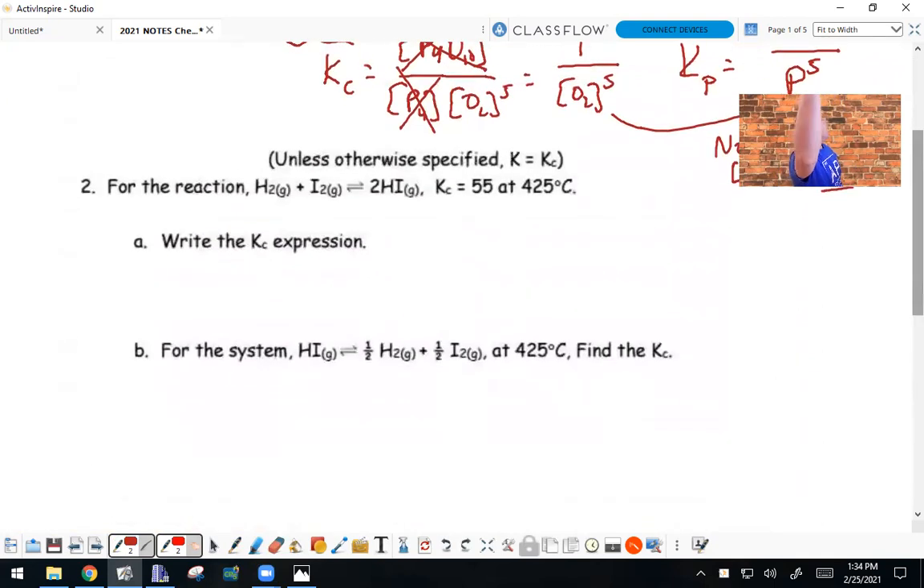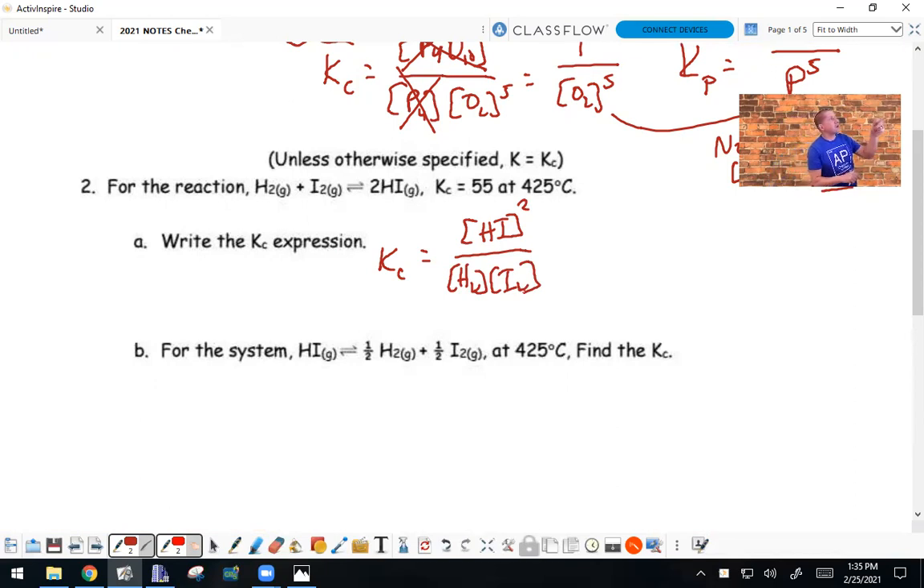Second one. So once again, we're writing the Kc this time. So the Kc expression is HI squared over H2. So that's how you start all equilibrium problems. You're going to see what we do tomorrow. We're going to start each time by writing the equilibrium expression, and what we do today, you'll see too.